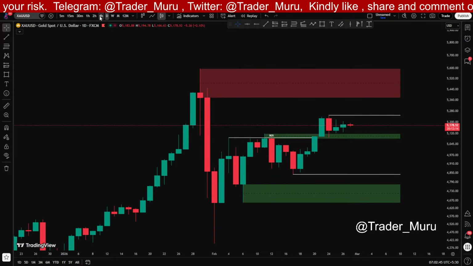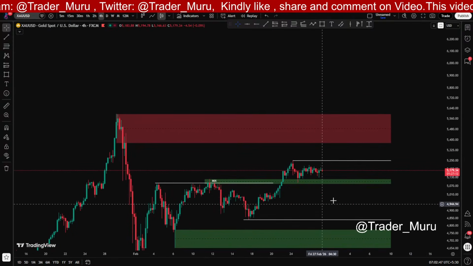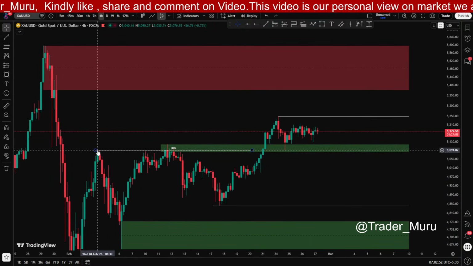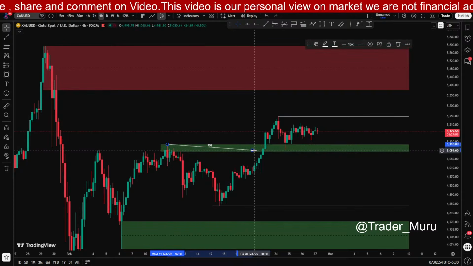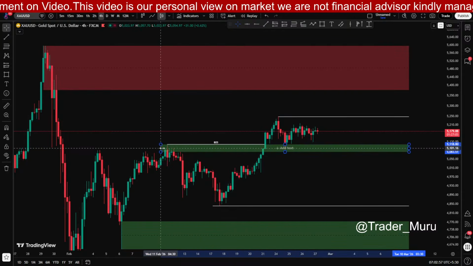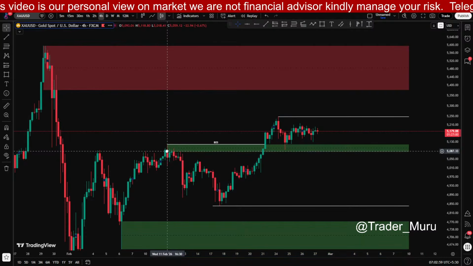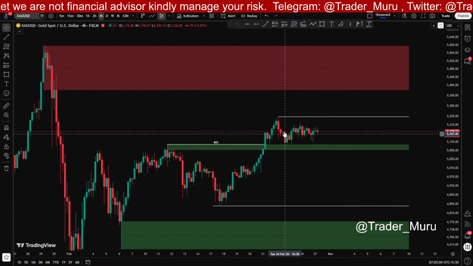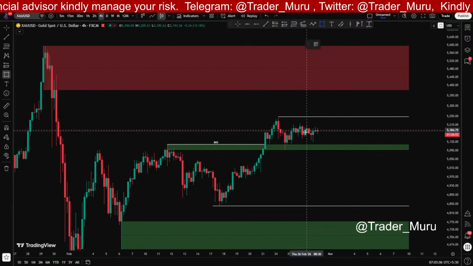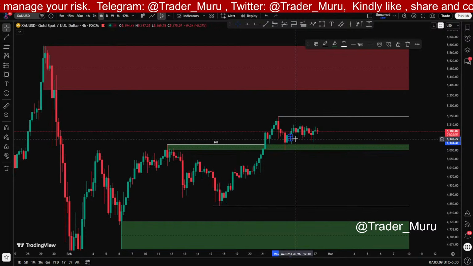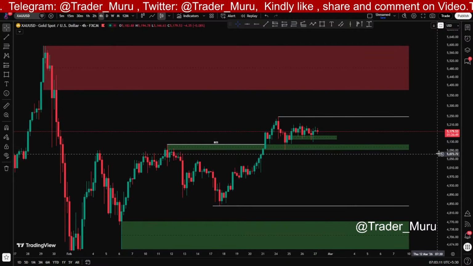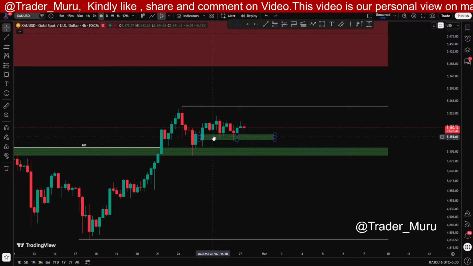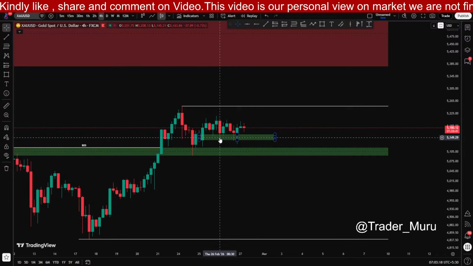Now let's see this in 4 hour time frame. In 4 hour time frame, same thing we are watching here. The last breakout structure is this one. I'm just marking the nearest structure, and after that price is moving upside, and we have seen that price is continuously ranging above this order block, and here we can see this is just liquidity hunting.